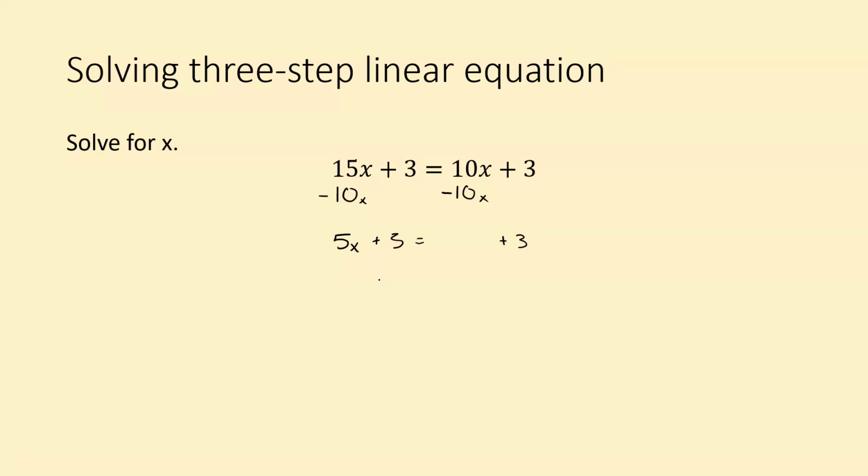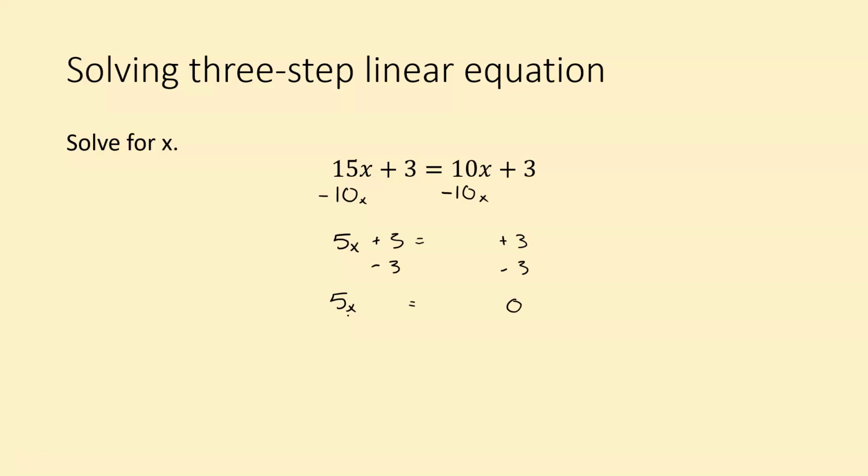I'm going to get rid of the plus 3 first. So if I have plus 3, I'm going to subtract 3 on both sides. Then I'm left with 5x equals, and over here on the right side, we had 3 and then we subtracted 3, so now we just have 0. And 5x left on the left side.